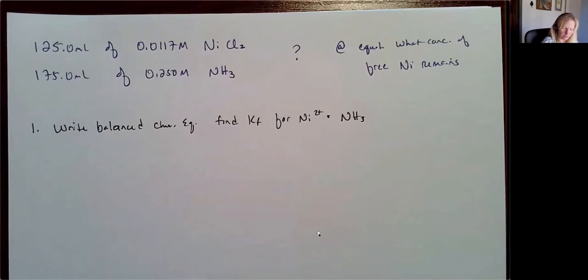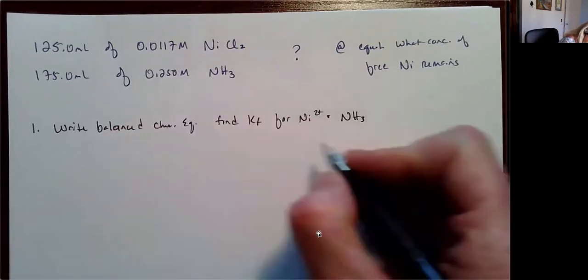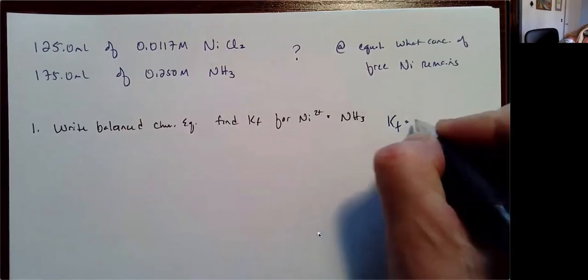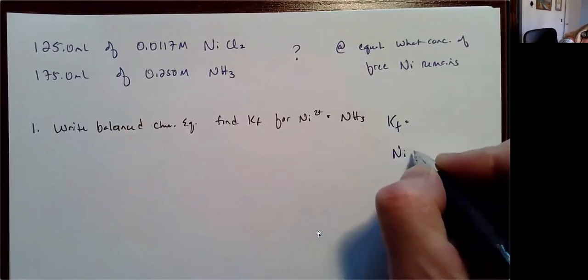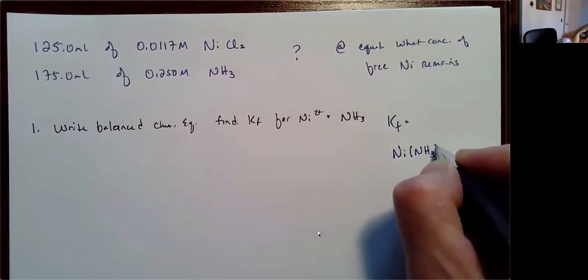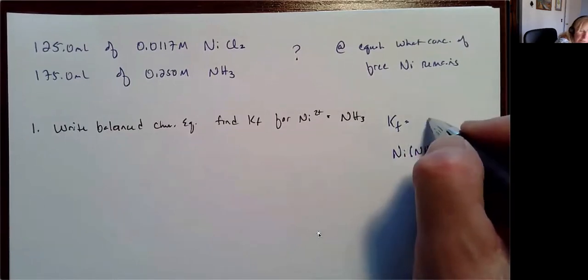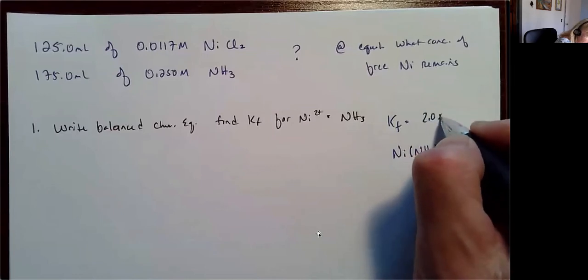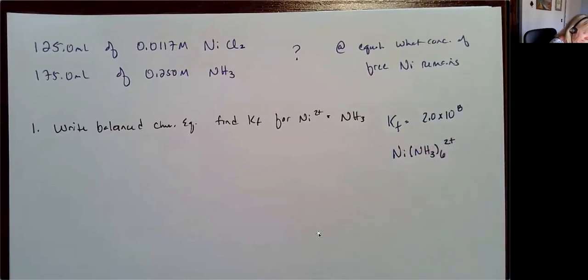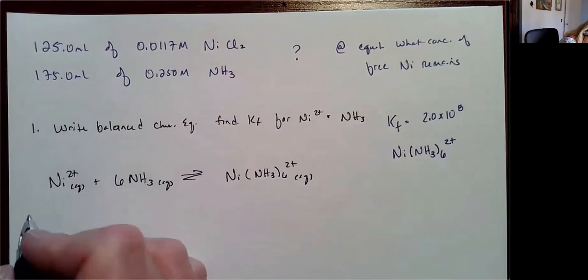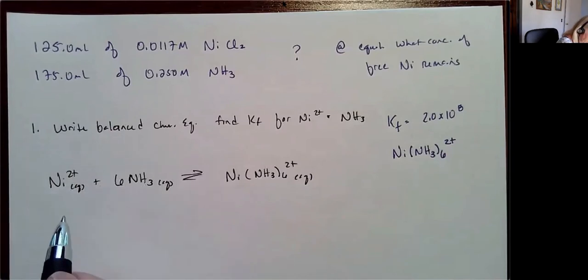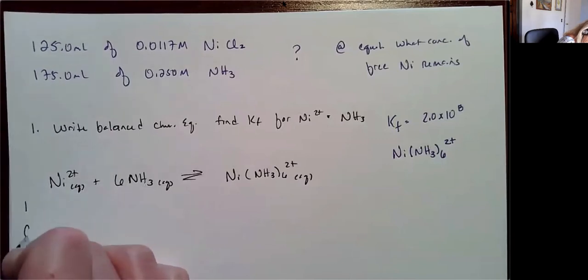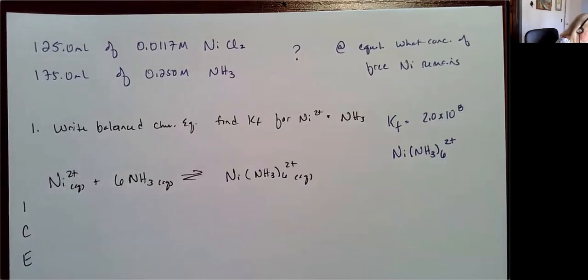So actually, when I look on my table, I have a Kf for nickel complex with 6 ammonia groups. And my Kf for that is 2.0 times 10 to the 8th. So that's my Kf value. I'm going to write an ice table because I want to know how much of this is free at the end. So I know what my initial starting concentrations are.